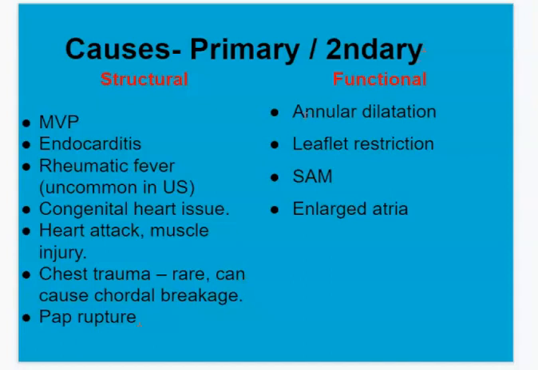And then you have your secondary causes: annular dilatation through a dilated ventricle, or leaflet restriction, SAM. That's systolic anterior motion of the mitral valve. Enlarged atria for whatever reason, diastolic dysfunction, AFib, whatever. I'm sure we'll see some of this on the test.